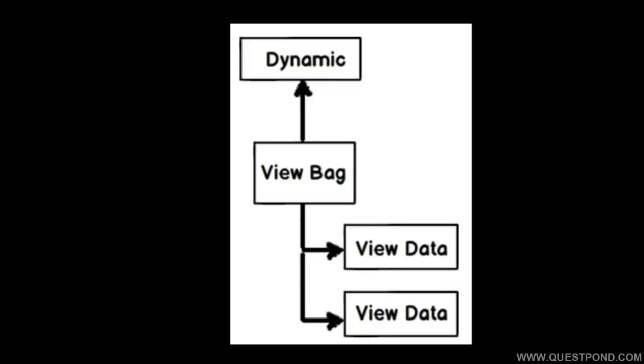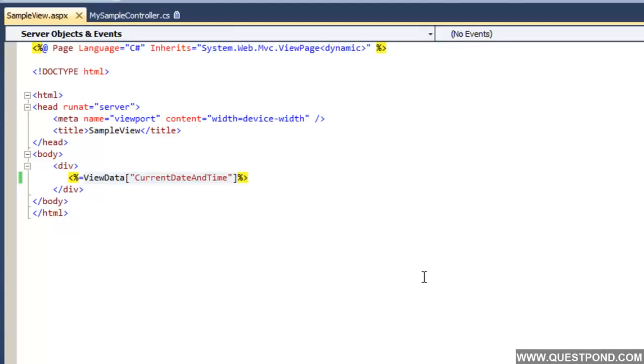And ViewBag uses the dynamic keyword of .NET. So in case you are not aware of the dynamic keyword, I would suggest you go and see the .NET fundamentals section where we have talked about the dynamic keyword. So ViewBag simplifies the syntax of view data. ViewBag is a collection of view data. Now let's go ahead and see a simple example of a ViewBag. So we'll take the same example which we were discussing previously.